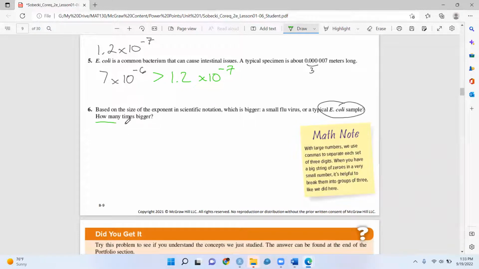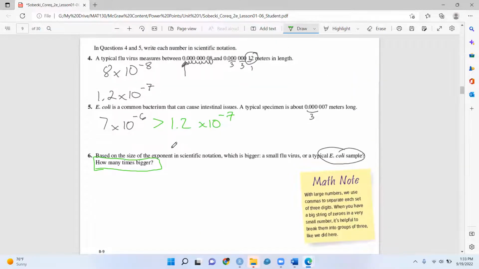Okay, how are we going to calculate this? Or can you calculate exactly how many times bigger is the flu virus compared to the E. coli? Now it said the small flu virus, so I'm actually wrong here. I should have done the 8 times 10 to the negative 8. That's the smallest one. Calculate that one for me, y'all.